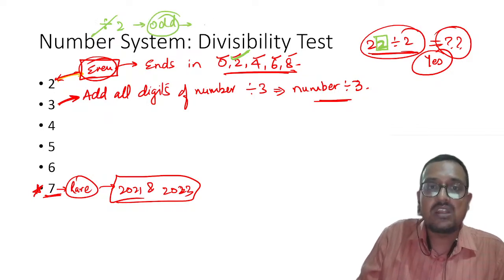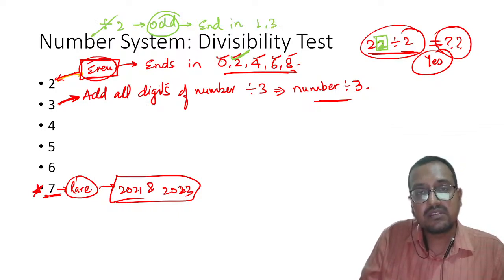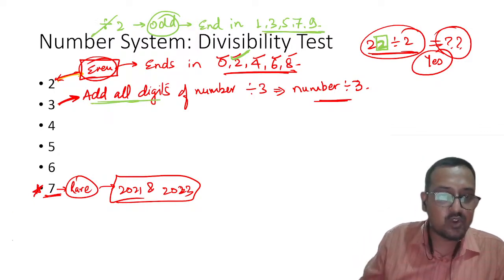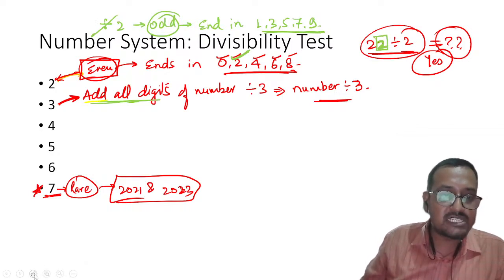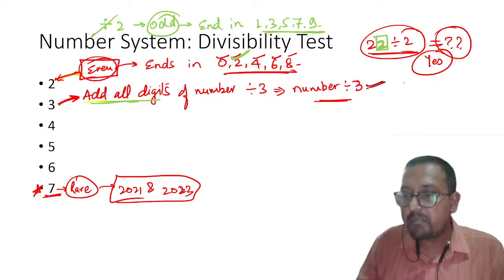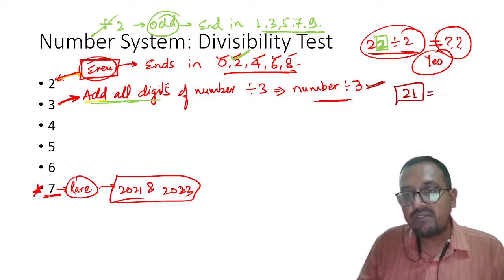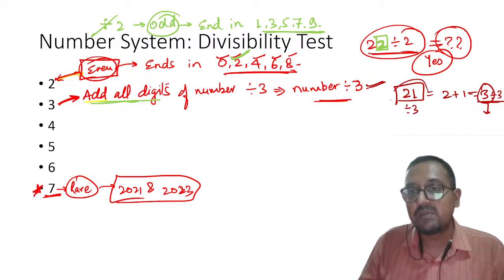Understood? So any odd number will end in 1, 3, 5, 7, 9. Understood? So please remember this thing. So divisibility test for 3, I hope all of you will remember now. What is it? Add all the digits. If the sum of digits is divisible by 3, then the number will be divisible by 3. For example, let us say 21. So what I will do, 2 plus 1, that is equal to 3. And since 3 is divisible by 3, that means 21 is also divisible by 3.